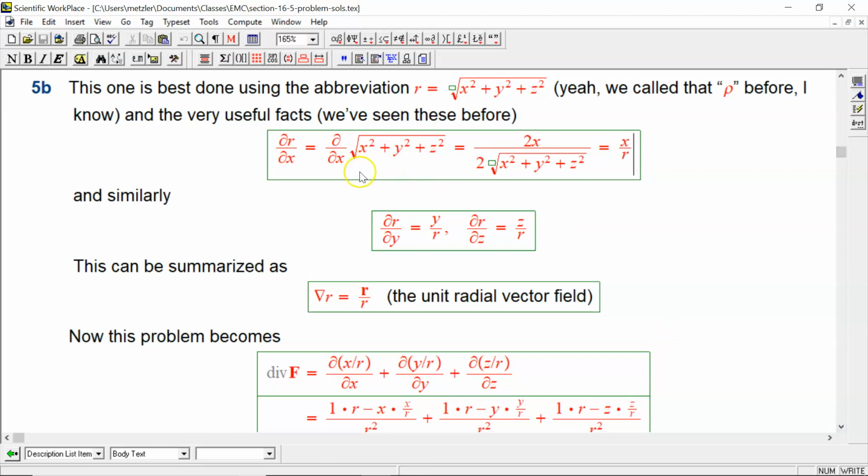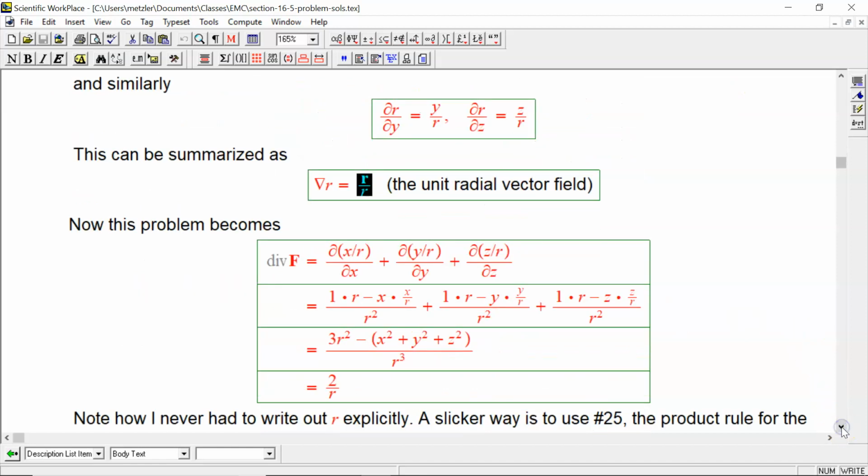Now notice that if the x derivative of r is x over r, the y derivative is y over r, and the z derivative is z over r, when you put those together as a vector, you get 1 over r times the radial vector field. So it's actually the unit radial vector field. So the gradient of the r function is the unit radial vector field. Now they happen to be interested in the divergence of exactly that vector field. So in fact, what they're actually calculating is the divergence of the gradient of r, which is the Laplacian of r, but they don't tell you that.